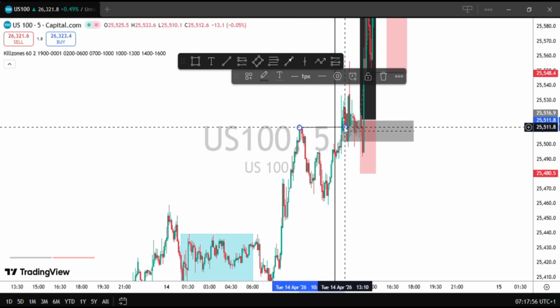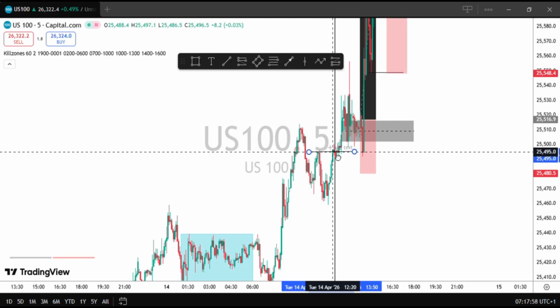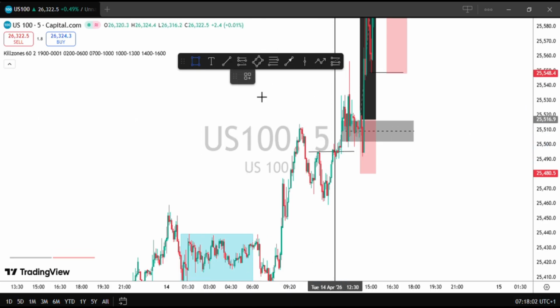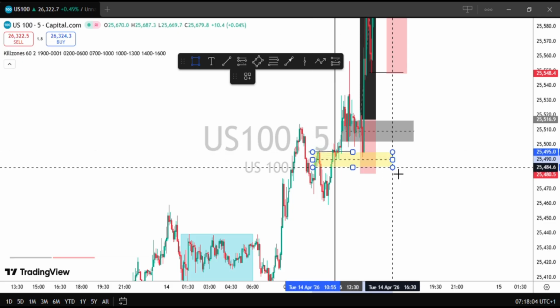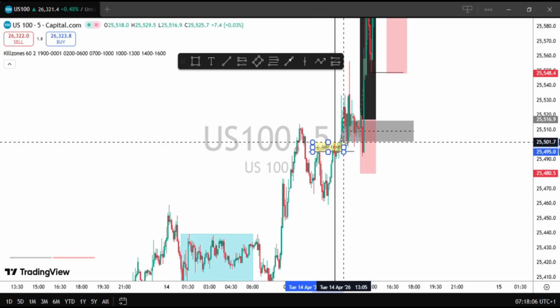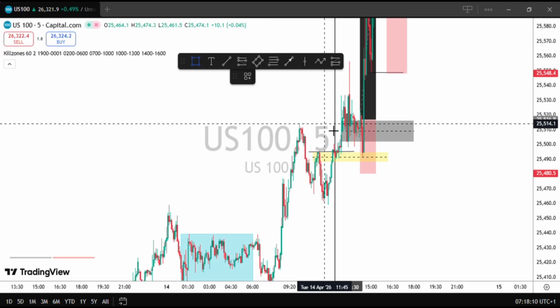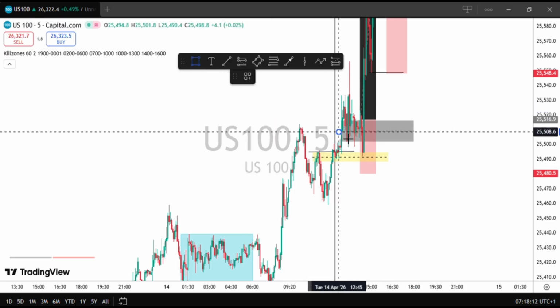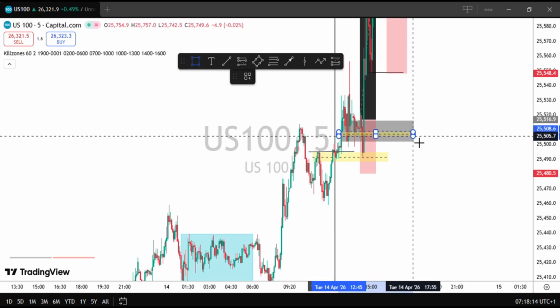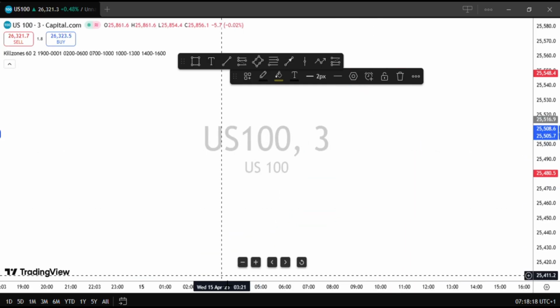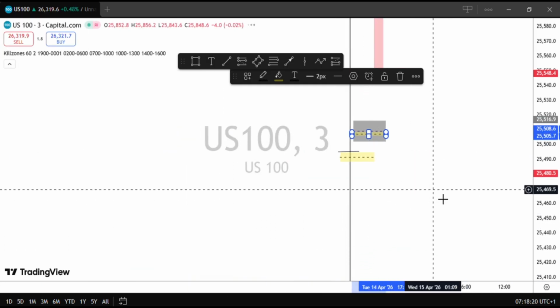Then I marked this out. So here, rather. I can see two things here. I can see a breaker block, for those who use breaker blocks. I can also see a fair value gap to trade from here. So what did I do? Let me go to a 3 minutes time frame. I got this fair value gap from here.